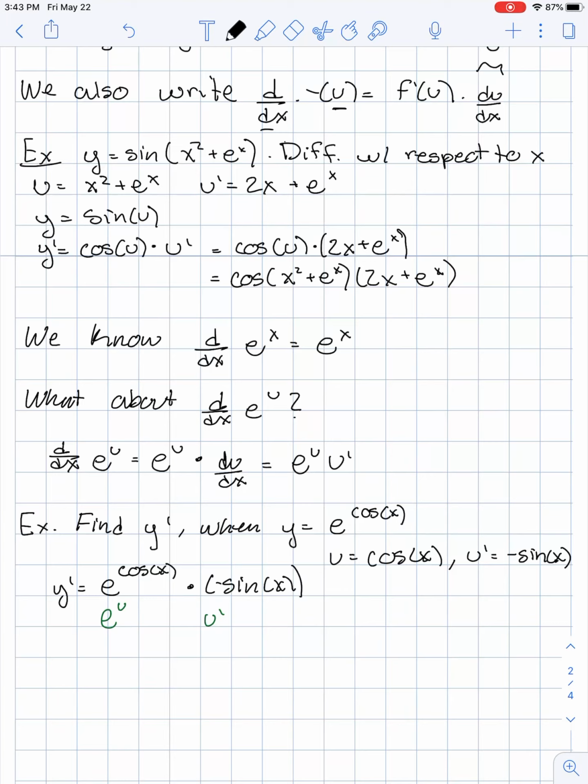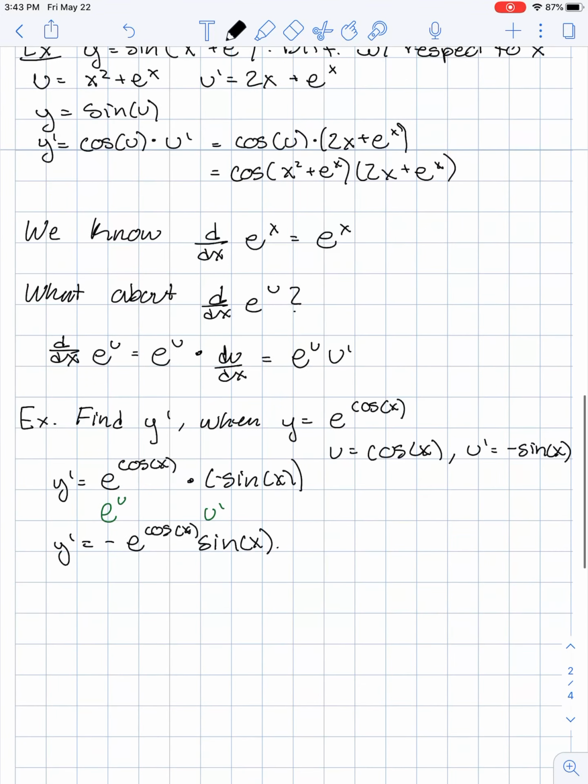Alrighty, so make sure the textbook had that right. There we go. And then we're done. You could simplify it if you wanted to, just giving negative e to the cosine of x, sine of x. Doesn't really matter.